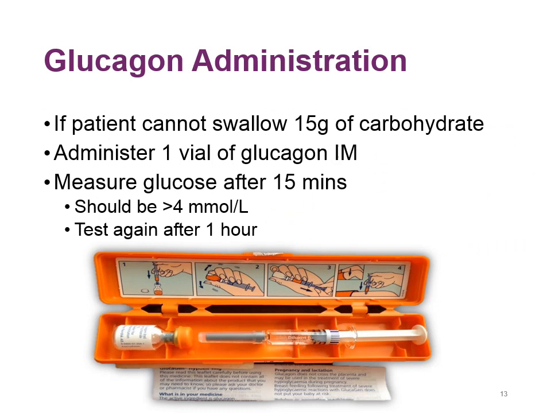Alternatively, if you cannot swallow 15 grams of carbohydrates, you can always administer 1 vial of glucagon IM, intramuscular, which has to be done in the clinic. Measure glucose after 15 minutes, and if it's more than 4, test again after 1 hour.